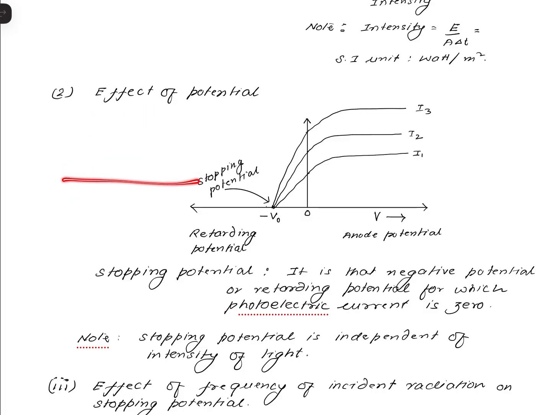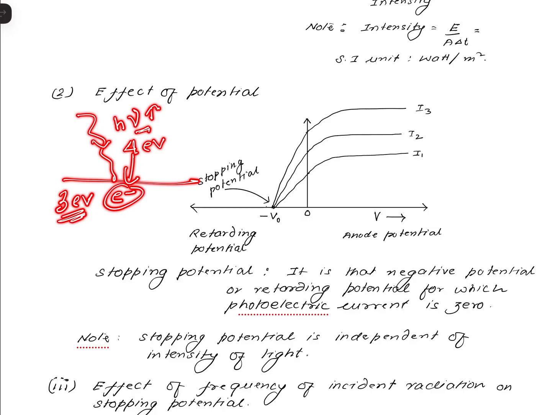Now what am I doing? I am increasing the frequency. As I increase the frequency, the energy of the photon will also increase. Let's say 4 electron volt. Now the electron has energy equal to 4 electron volt. Will this 3 volt be able to stop the electron when it receives 4 electron volt? No. Why? Because this energy is more than the stopping potential. So this electron will go out.